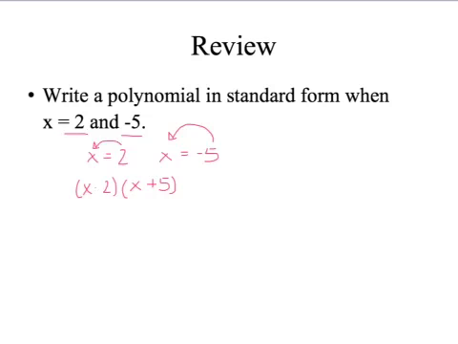We're going to multiply these two together. So we get x squared plus 5x, and then we have minus 2x, and then minus 10. So x squared plus 3x minus 10. Okay, now we're going to start moving on to the new stuff here.